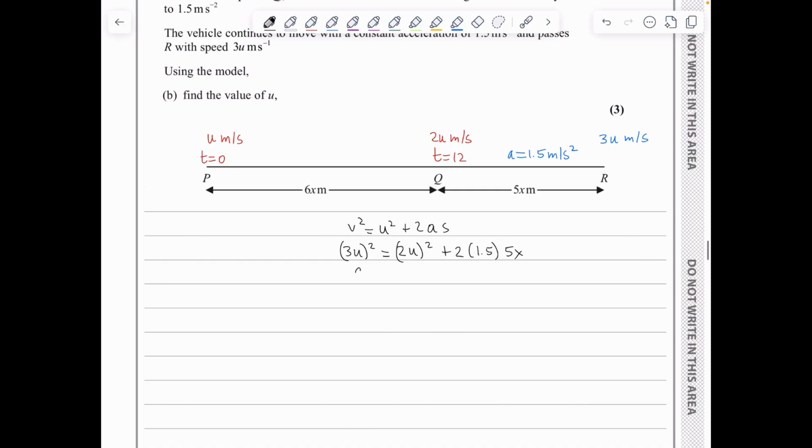So we're looking at 9u squared being equal to 4u squared plus 15x. So we've got 5u squared on the left-hand side, and on the right-hand side, I will be replacing x with 3u we found in part A. So 5u squared is equal to 45u.